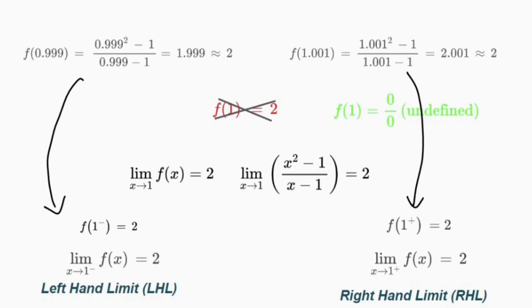We have to check from the left hand side and we have to check from the right hand side. If both the left hand limit and the right hand limit are the same, then only we can write a limit for the function at a particular point. So this is what is called the condition for existence of a limit.